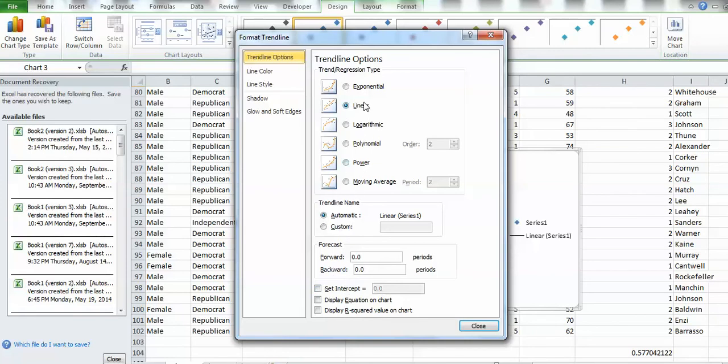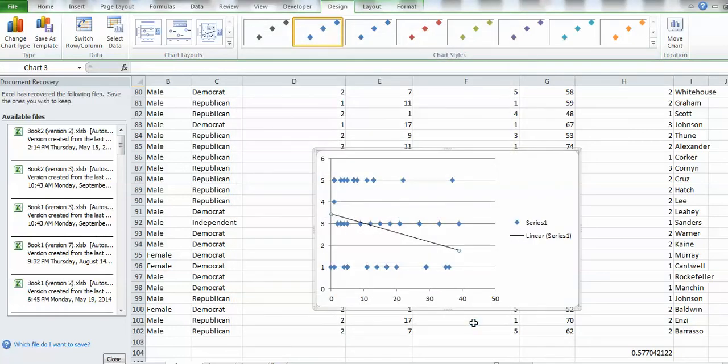We can get our trend line that summarizes the correlation. It actually does look like it's a little bit negative, meaning there's a small tendency for people who have been in office longer to have less time left in office. But it doesn't look very consistent.